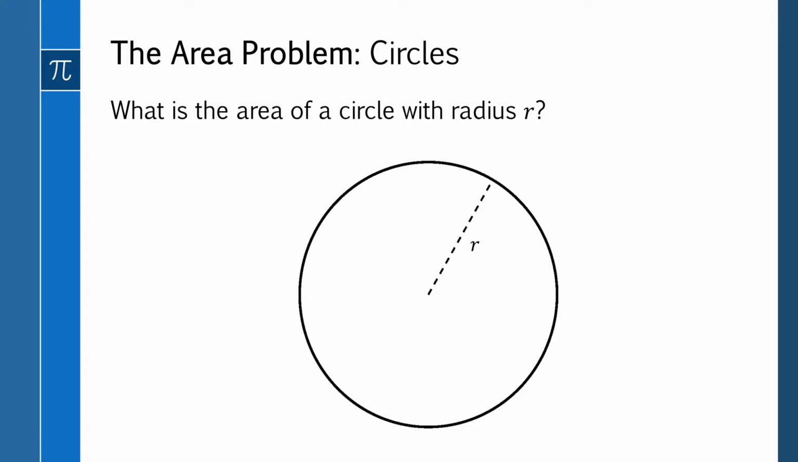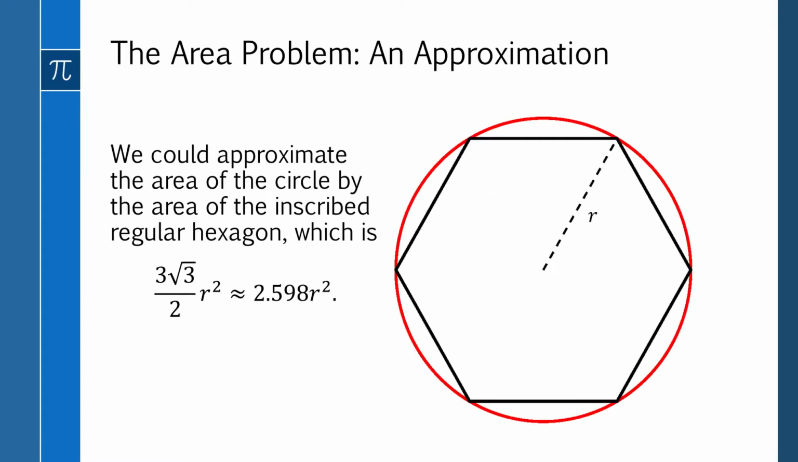For a triangle, it's just half base times height. For a rectangle, it's just length times width. But for something curvy, it gets a bit trickier. So what can we do to get the area of this thing? Well, one thing we can do is approximate it. So we inscribe in it a regular hexagon, let's say, and we get the area of the regular hexagon, okay?